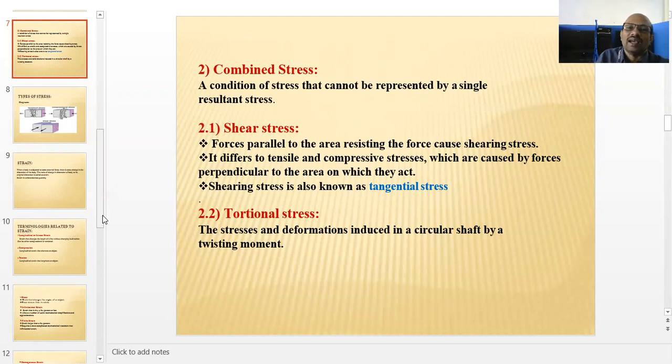For that condition, we cannot represent the stress as a single resultant stress. Only one stress is not applicable. So when two or more stresses are applicable, that is called combined stresses. Another stress is shear stress.